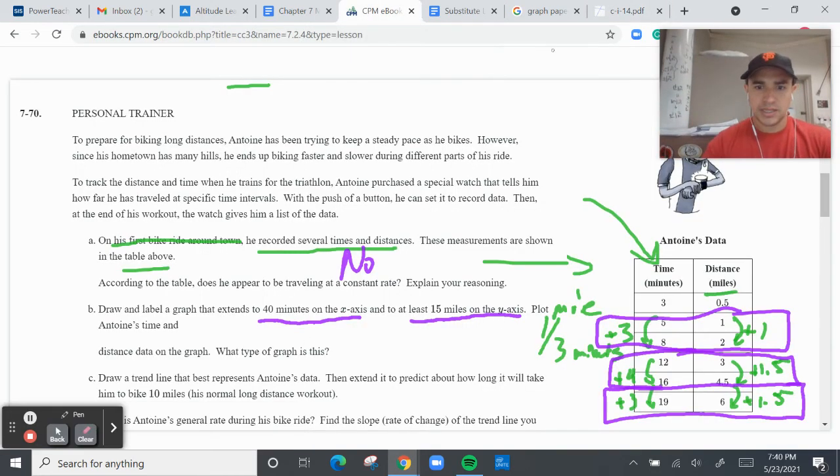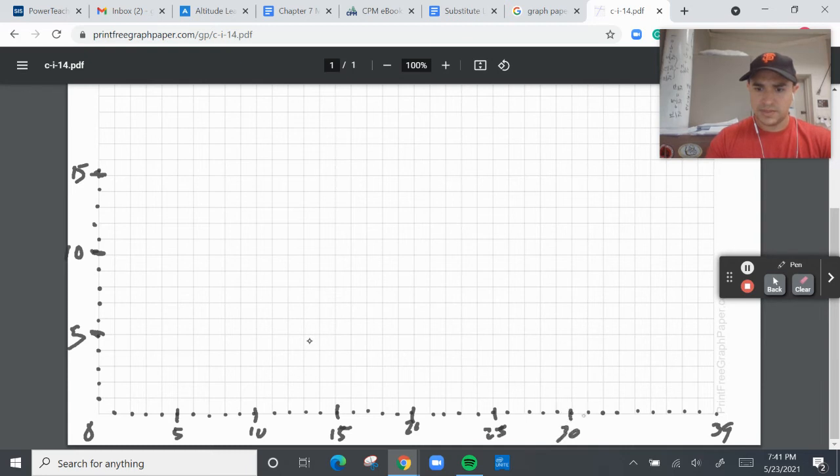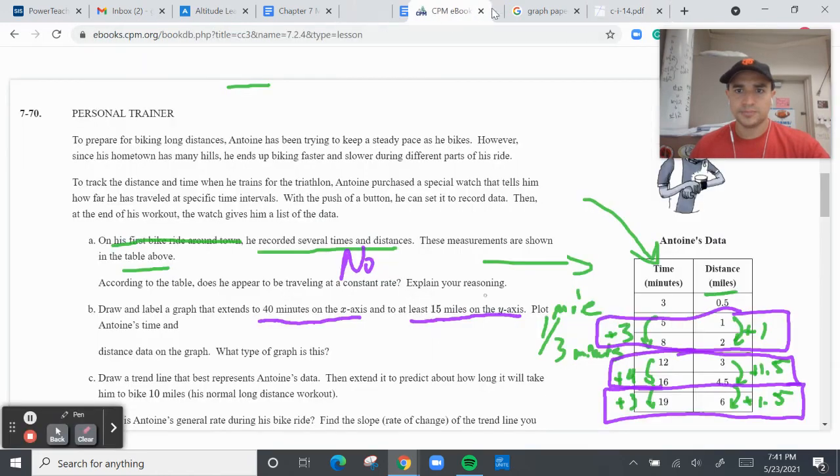All right, and then we need 15 miles on the y-axis. 1, 2, 3, 4, 5, 6, 7, 8, 9, 10, 11, 12, 13, 14, 15. That means 5, 10, 15, 20, 25, 30, 35. Okay, so we should be good now.